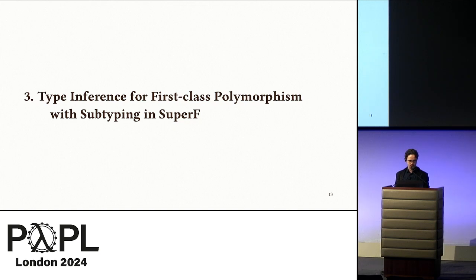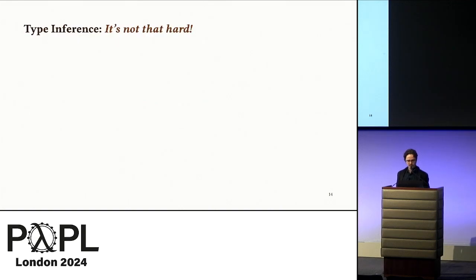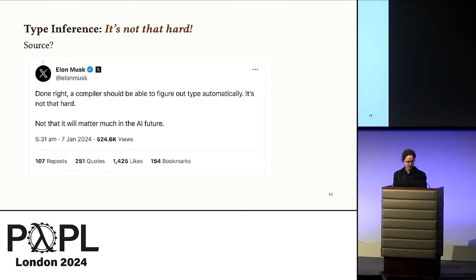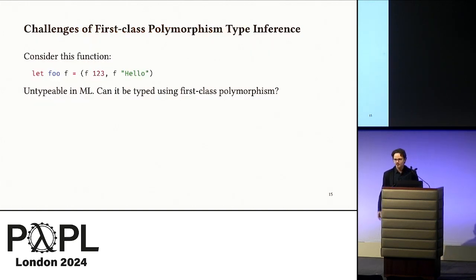So let's talk about type inference using this subtyping relationship. Type inference isn't that hard, right? Done right, a compiler should be able to figure out types automatically. It's not that hard, right? So let's see, what are the actual challenges that you have when you try to do this?